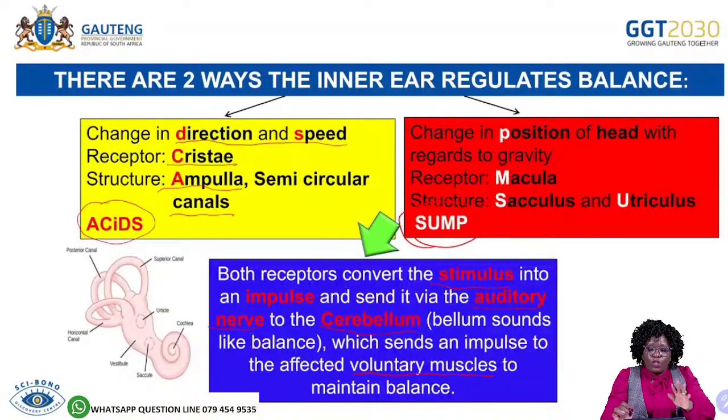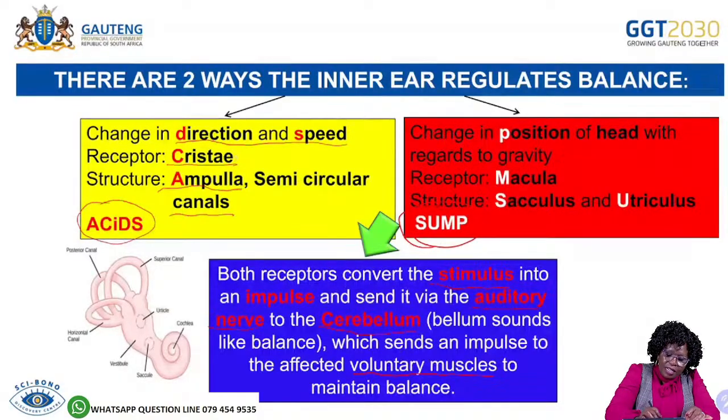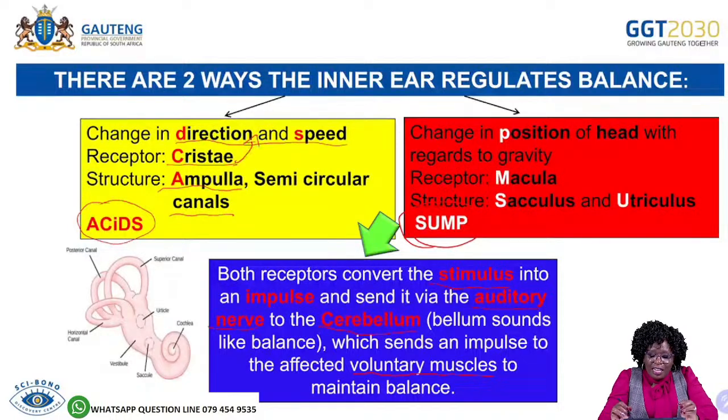You can see that we spoke about cristae, which are stimulated by the change in direction and speed. And where do we find cristae? They are embedded on the ampullae of the semicircular canals. However, we also have maculae. These are receptors. Where do we find them? In the saccule and utricle. And what triggers them to convert the stimulus is the change in the position of the head.